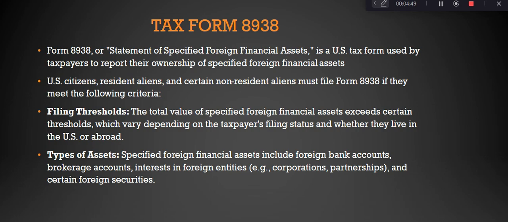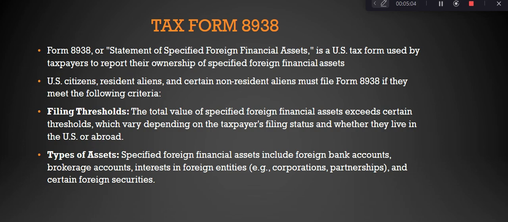So tax form 8938. This is also officially known as Statement of Specified Foreign Financial Assets. This is a tax form in which US individuals should go ahead and report.